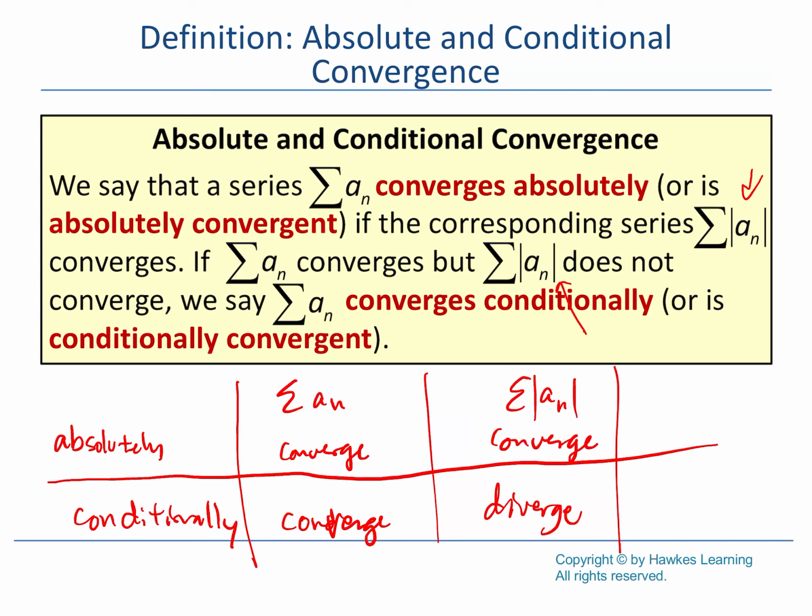And an example of this one would be the alternating harmonic series. And an example of this one would be something like what we saw earlier, where we're alternating, but it's a geometric series instead. That would converge either way, even if there was no alternating part to it. Okay, so that's absolute and conditional convergence.